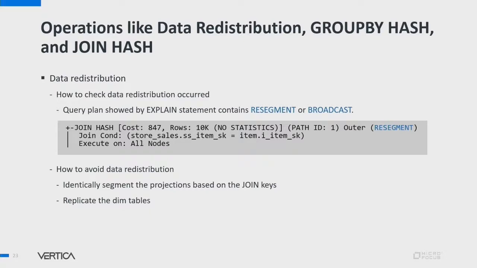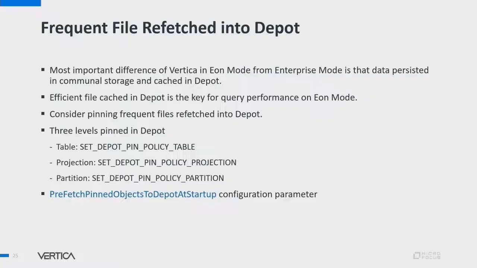You can correct this by making sure statistics are up to date. In a rare case, if it still does not help, we may have to use query hints to manually force it. Hibiki will cover a use case on query hints. In most cases, we can totally avoid data redistribution by identically segmenting projections based on join keys or replicating the dimension tables. Depot pinning policies.